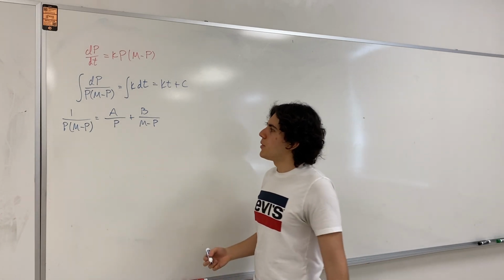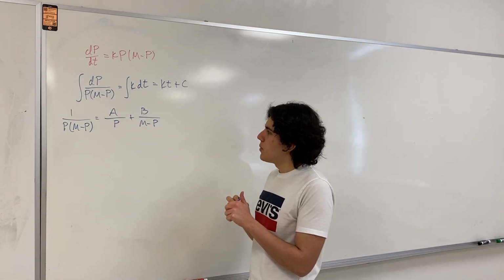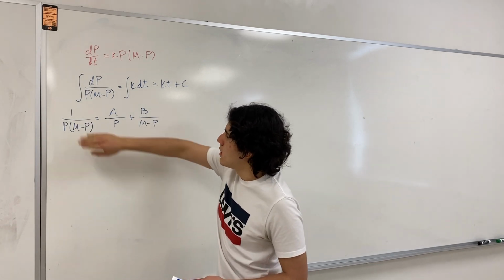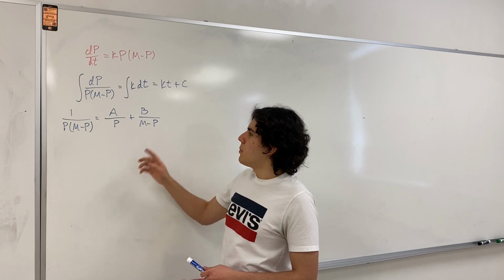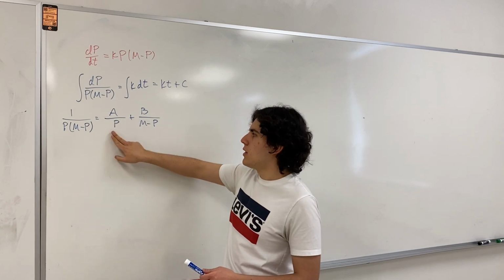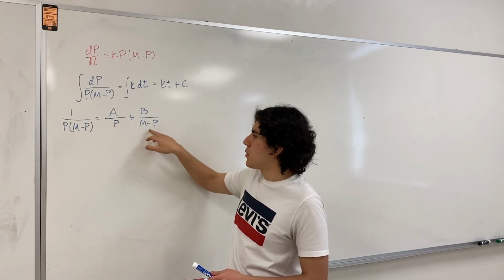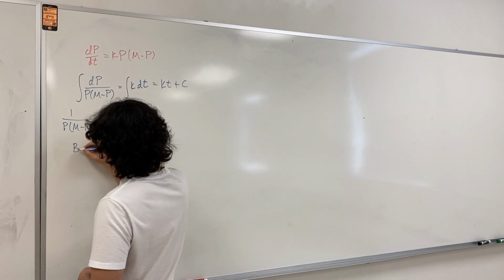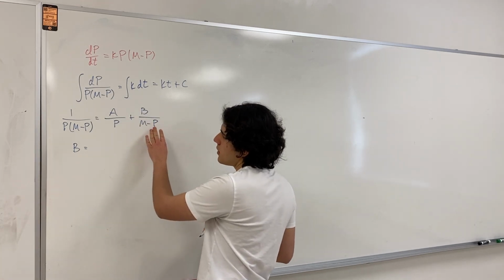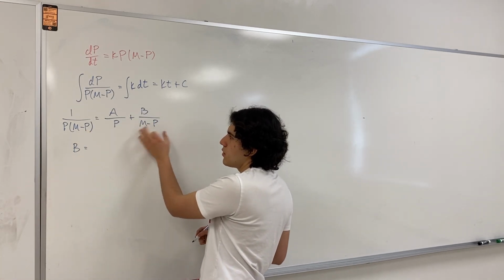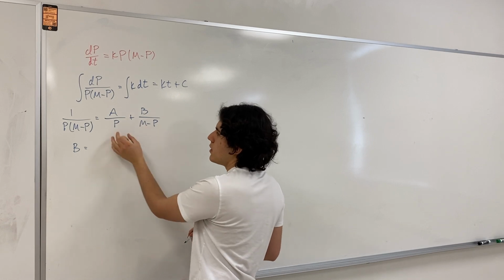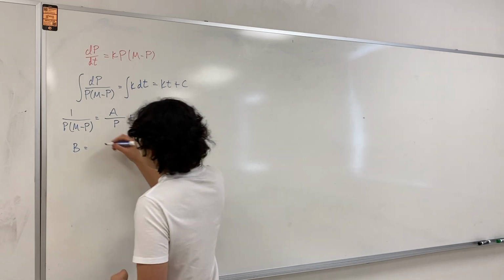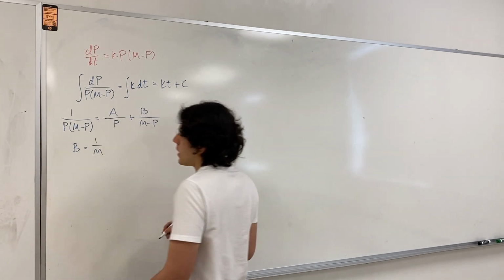Now we're going to use the cover-up method. So let's say we multiply both sides of the equation by (M minus P). So this goes away and this goes away. Now, how can we make the A term go to zero? Well, if we let P be equal to M, the A term goes to zero, and we're going to have that B is equal to, so we cover up this, we multiply by (M minus P), and this term vanishes. And then we have 1 over M, because we let P be equal to M. That is the value of B.